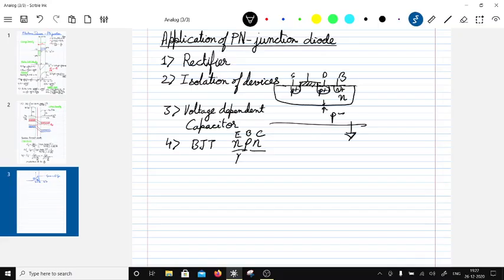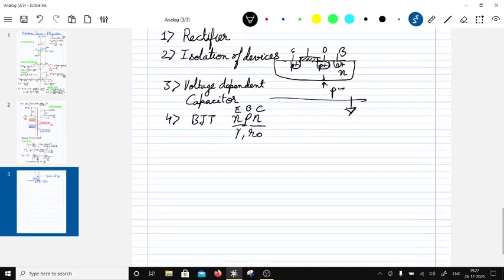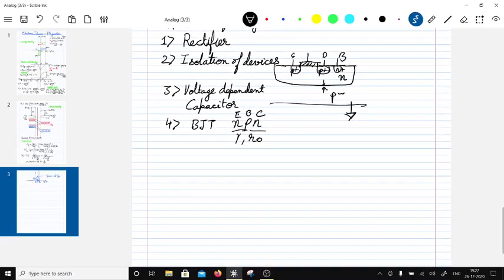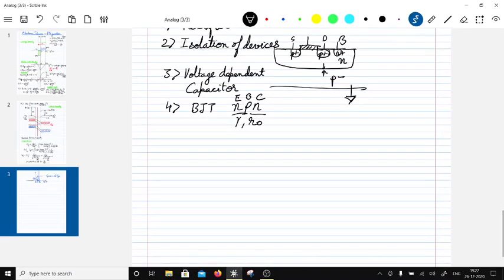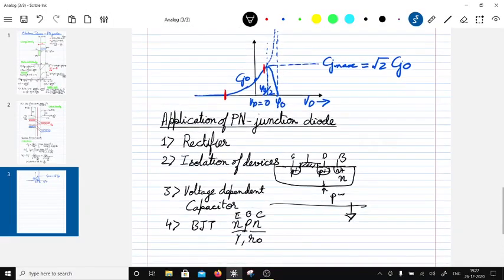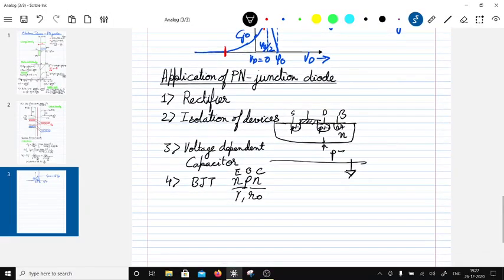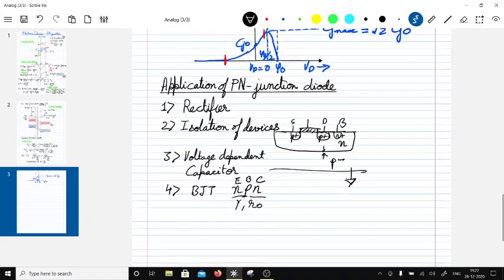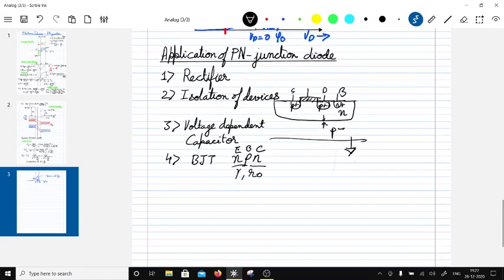the base width modulation, because of the reverse bias p-n junction here on the base collector, is going to decide your output resistance. So these factors are dependent on the characteristics of the p-n junction. So these are the applications of p-n junction. Now the only topic which remains over here is the forward bias diode and breakdown. Now there are two kinds of breakdowns here.